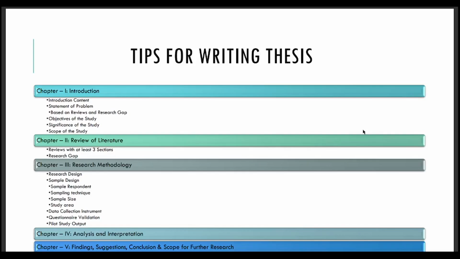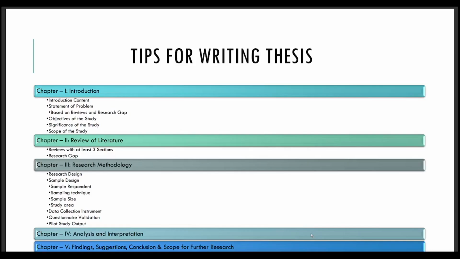Try to provide justification for your research design and sample design, that is why you have selected this particular sample respondent, why you have employed this particular sampling technique, and why this sample size. You need to give a proper justification for the sample size and the study area, why you have chosen this, what kind of data collection instrument you have adopted, the questionnaire, and the pilot study output, that is the Cronbach's alpha value has to be illustrated.